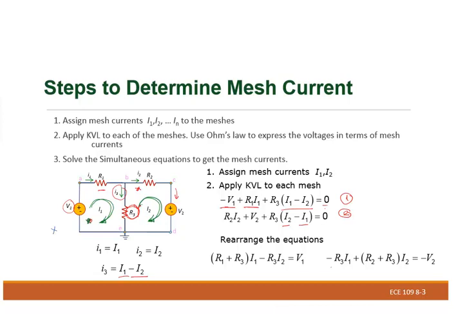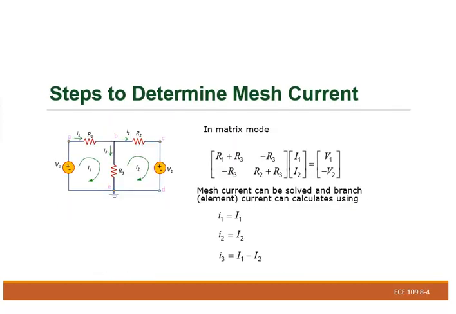If you rearrange them under I1 and I2, then we have two equations, two unknowns, in matrix form. So easily we can find I1 and I2 currents. Those are the mesh current.